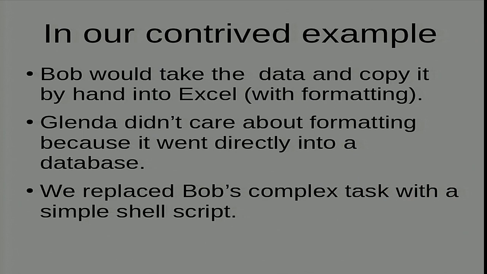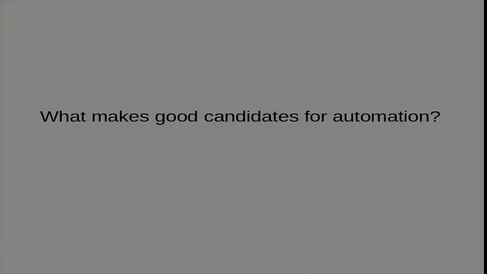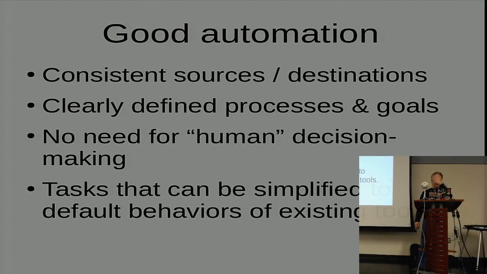We've talked enough about the contrived example. So what makes a really good candidate for automation? And this gets back to this. You need to have consistent sources and destinations. You need to have the consistency. If you don't have consistency, if things get screwed up, then you're going to have to try and either correct for that, or you're going to have a harder time trying to automate this stuff.